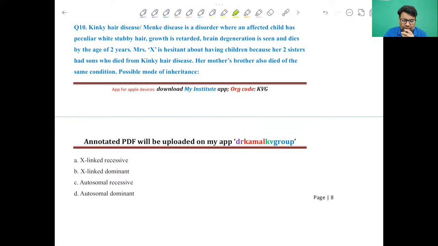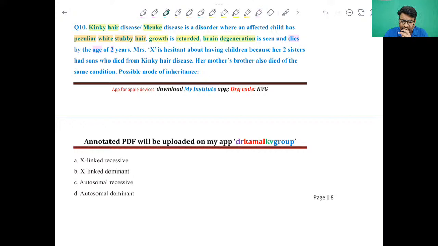Now there is a condition that is known as kinky hair disease or Menkes disease. The description of that condition is given: whenever there is an affected child, he has peculiar white stubby hair, right? The hairs are white and stubby, growth is retarded, there is brain degeneration, and the child dies by the age of 2 years. Okay, so Menkes disease, the description is given like that about the hair growth, mental and brain degeneration and death.